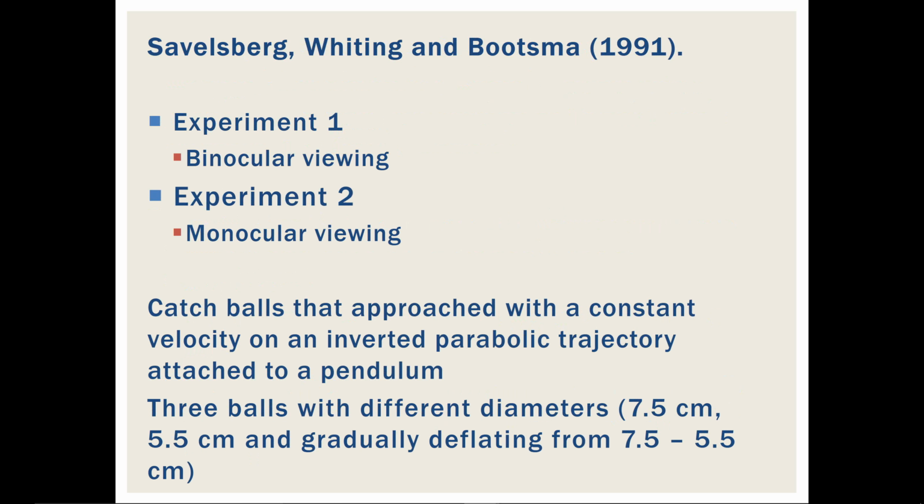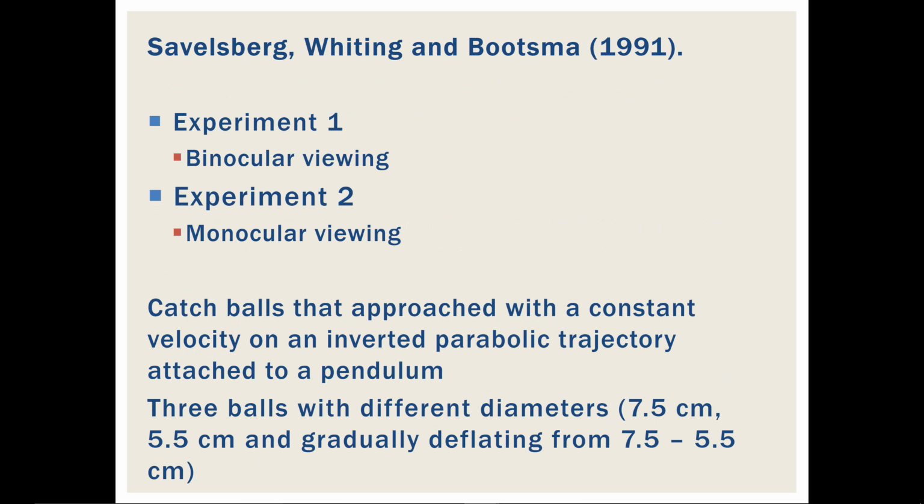One was moderately large, or large, 7.5 centimeters. And one was deflating from 7.5 to 5.5 centimeters. Now, we know, because of the optical variable tau, when a ball that has a diameter of 7.5 centimeters is swinging towards you, you are going to interact with it differently than when a ball that has a smaller size is moving towards you. And the reason why you're doing that is because you're using tau. You're looking at the projection of that ball on the retina and trying to intercept the ball at a particular time. But what if the size of that ball changes over time?